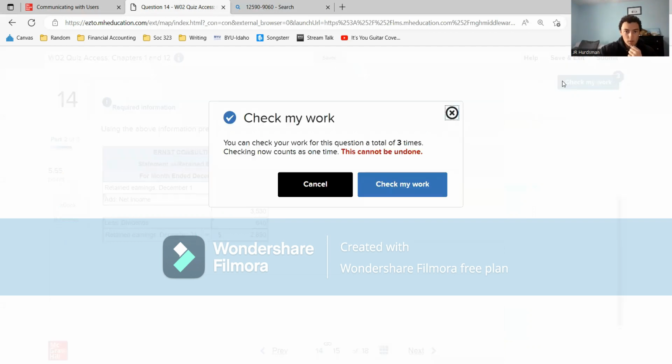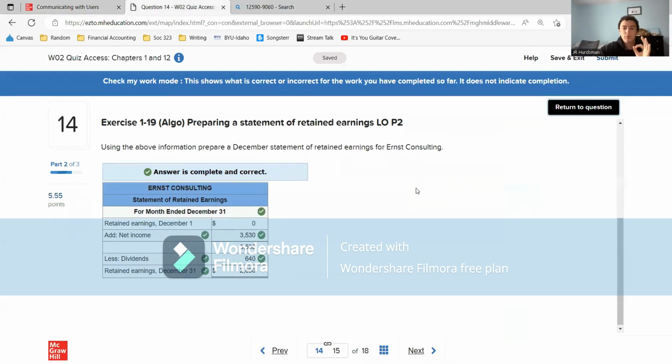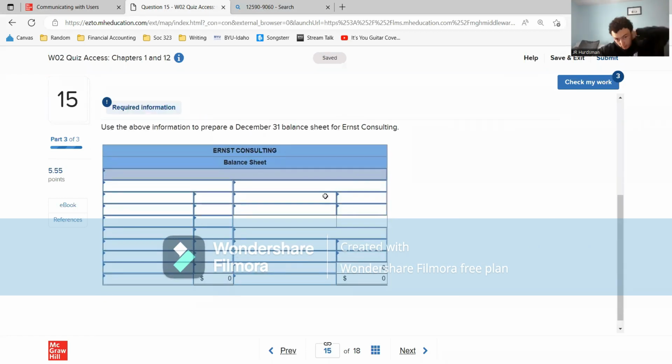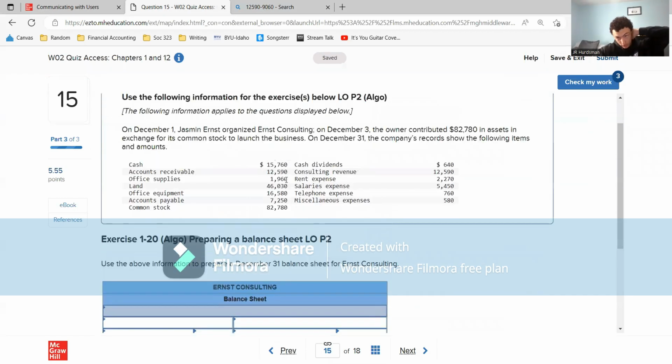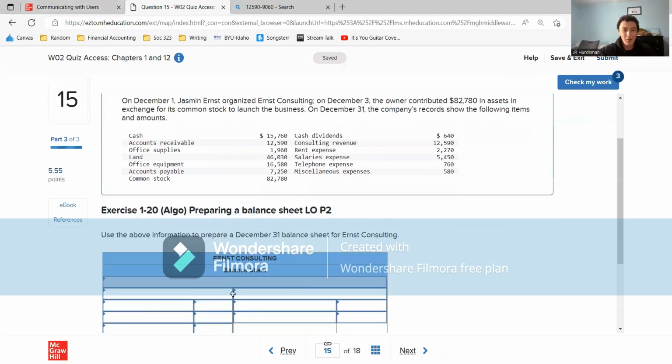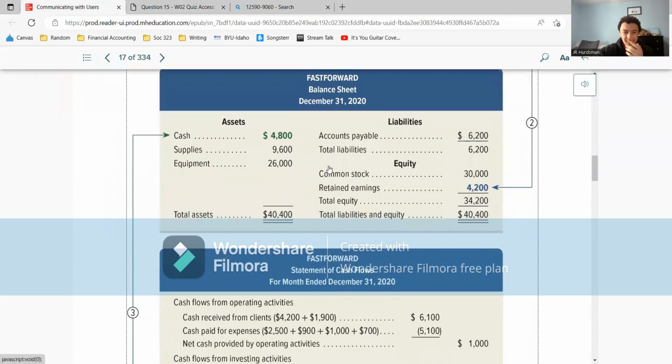All right, let's check our work. Solid. Super good. All right, let's go to the next one. All right, we're just gonna go with the standard procedure. All right, let's see what the book says for balance sheet. So, oh, look at that right there, the next one.